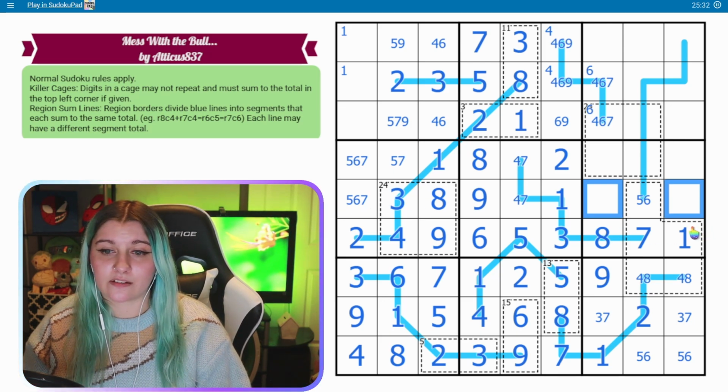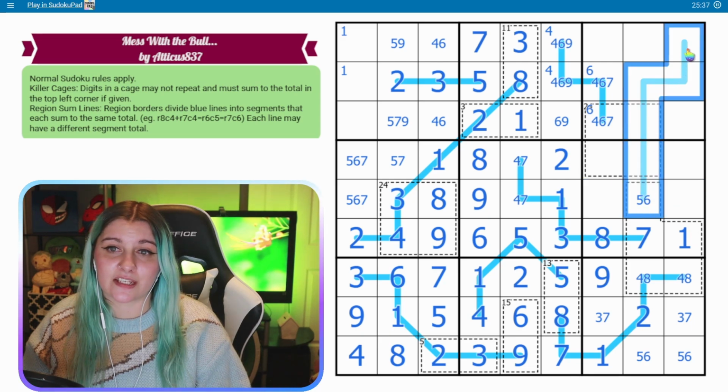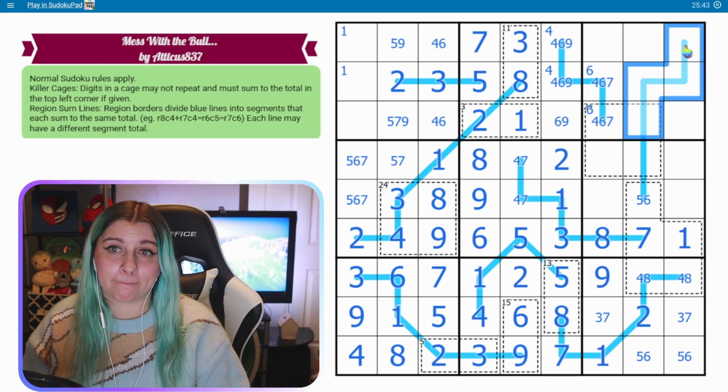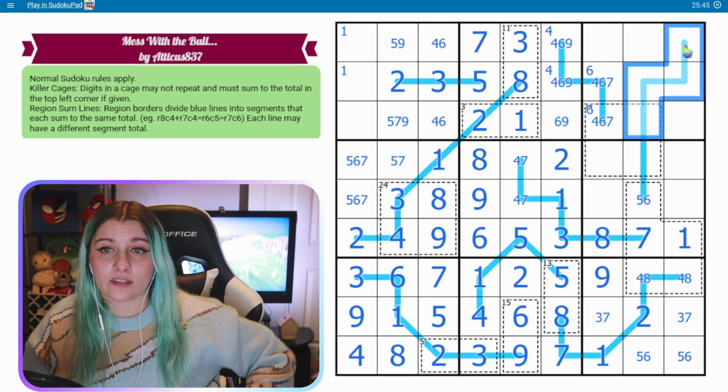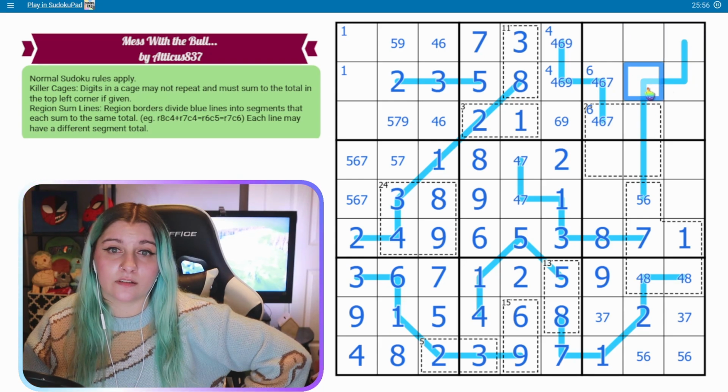Let's look at something else. The only other region sumline I have is this one. This has to be 10 at a minimum. Could this actually be 1, 2, 3, 4? I could put a 2 up here. Is this the only place 2 can go? Nope, I have options for 2. I need a 1 here, so this could be a 1. This could be a 3 and a 4, it seems like.